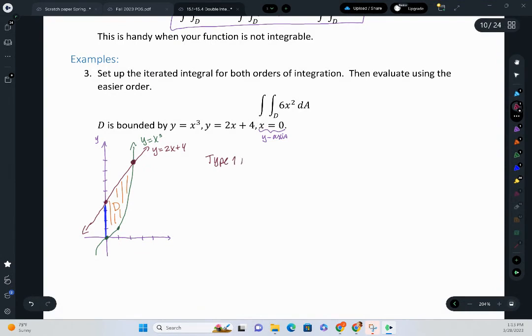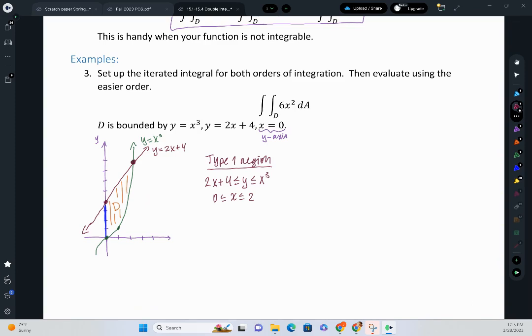Type 1. A type 1 region is where y goes from a function to a function. So it looks like the 2x plus 4 is on the bottom and the x cubed is on top. So we would see y between 2x plus 4 and x cubed. At the same time, x is going from 0 over to 2.